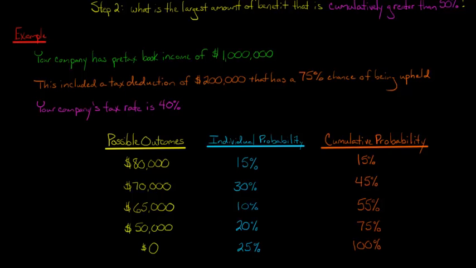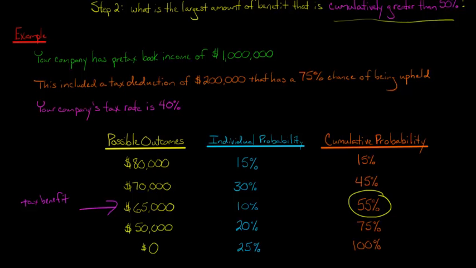Now, we look at this cumulative probability column, and the very first time that we exceed 50%, okay, so the first time where it's cumulatively greater than 50%, which would be right here, that's how much tax benefit we're going to recognize, okay? So in this case, we would recognize a tax benefit of $65,000.